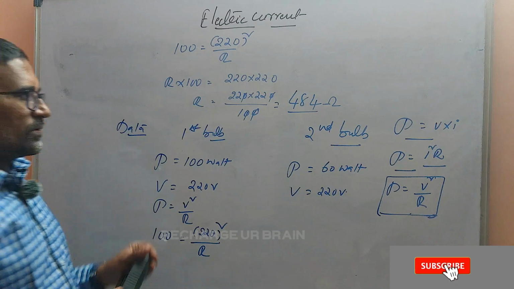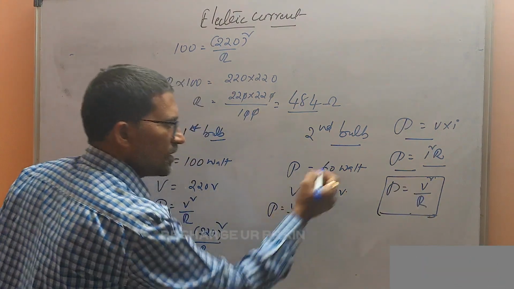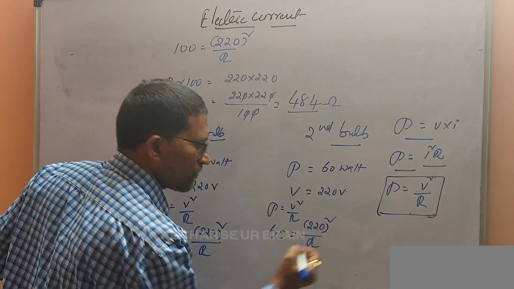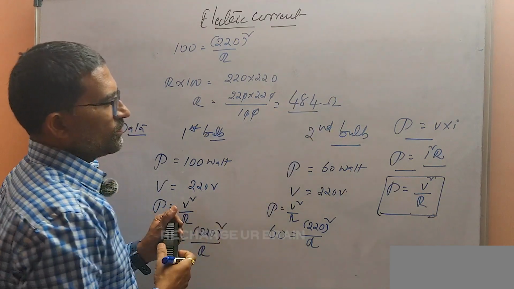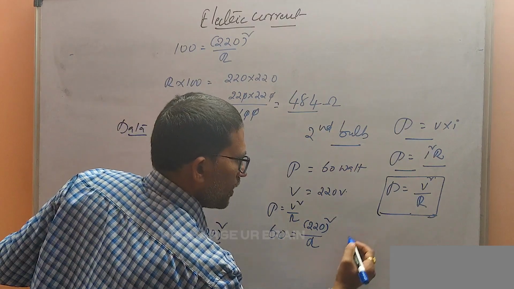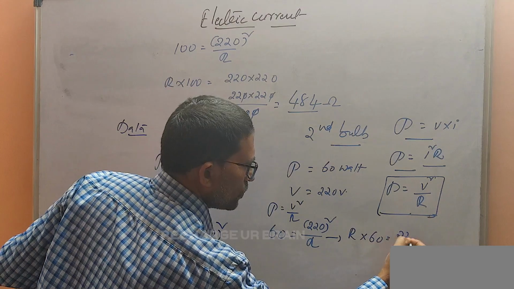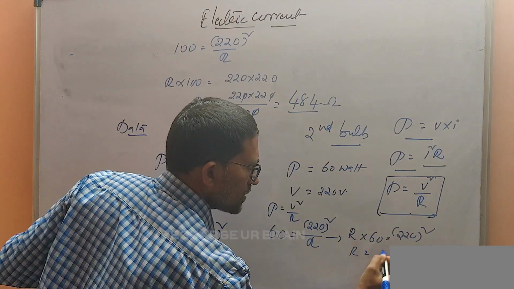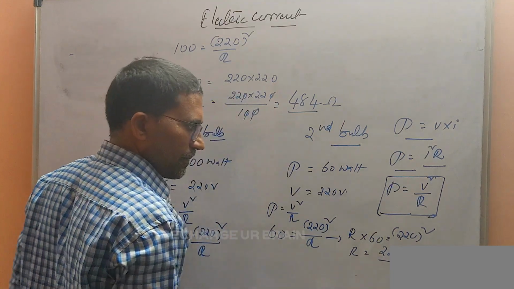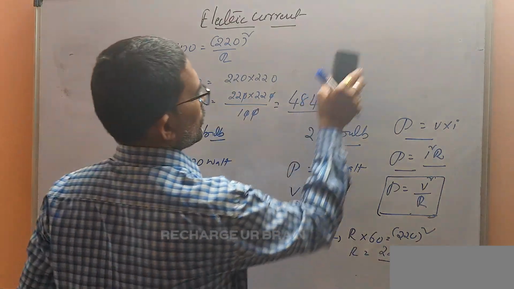Now the second bulb we have to find out. Same formula, power P is equal to V square by R. Substitute P is equal to 60, V is 220 whole square by R, you have to find out. Then R into 60 is equal to 220 whole square. R is equal to 220 into 220 by 60.